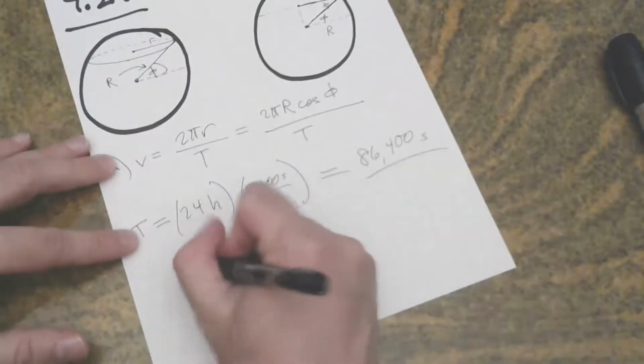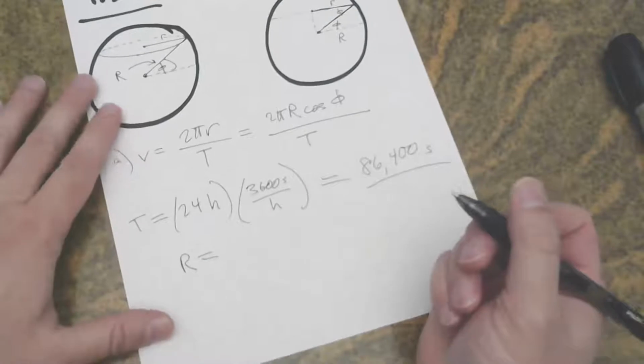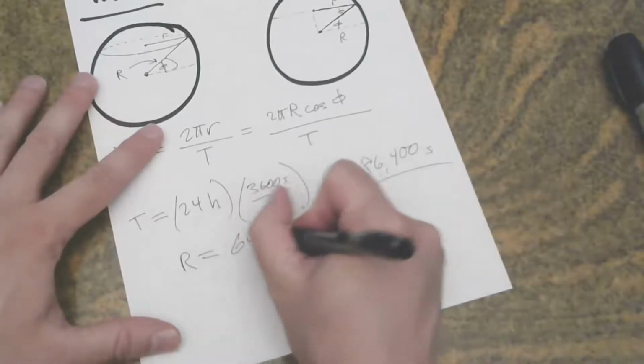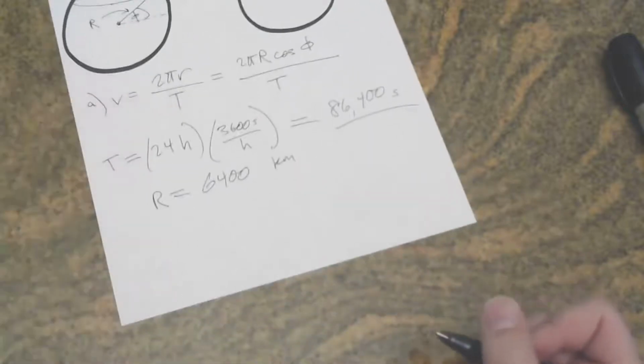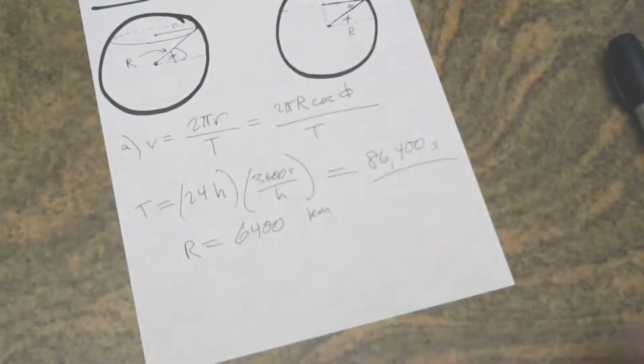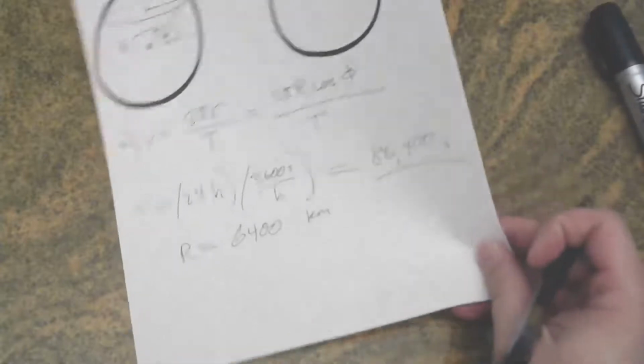And the radius of the Earth, for this problem, they give the radius to 2 sig figs, 6,400 kilometers. What is that, 4,000 miles? 4,000 miles to the center of the Earth. It's a very large rock that we're standing on.